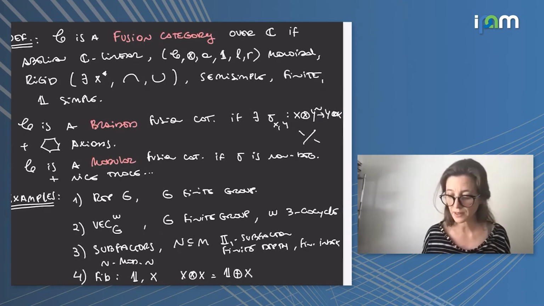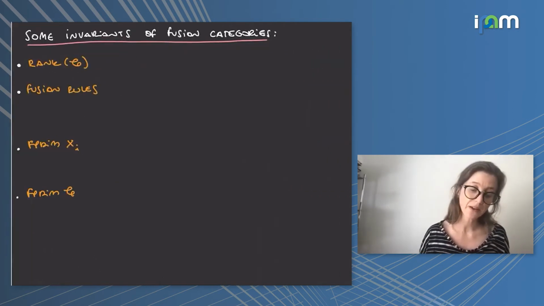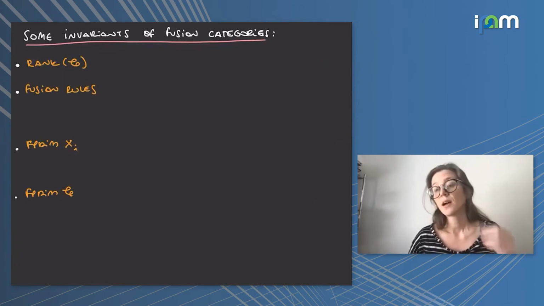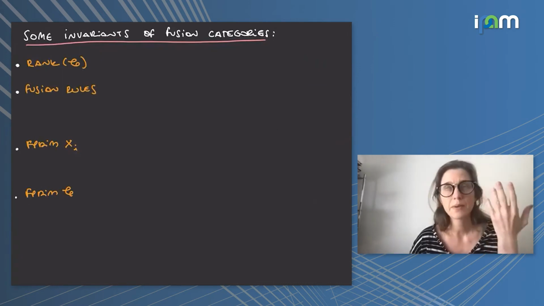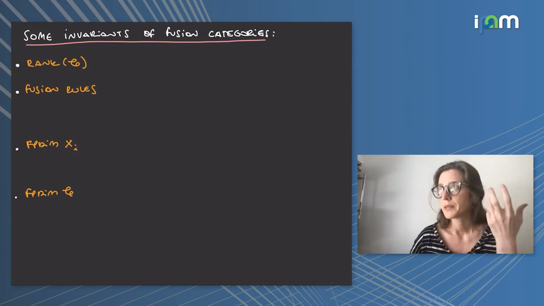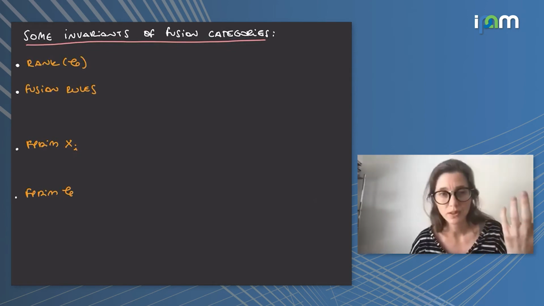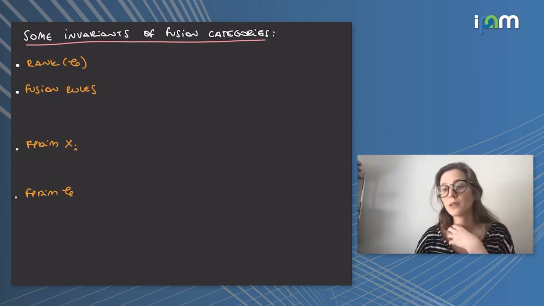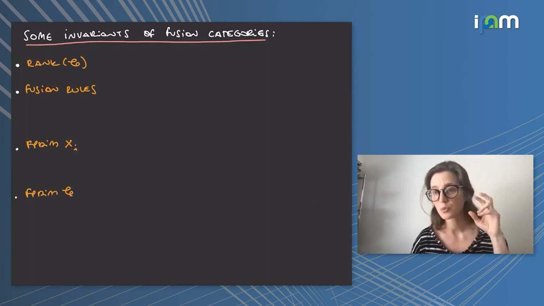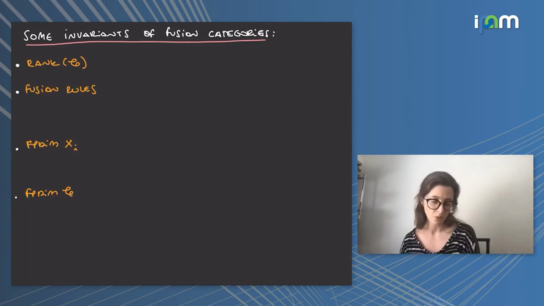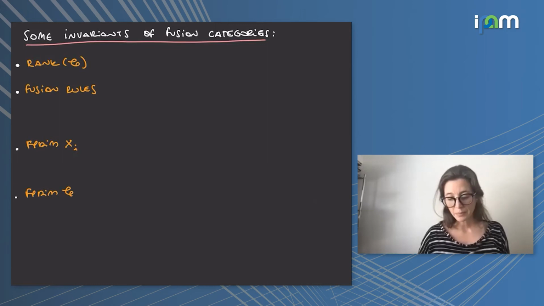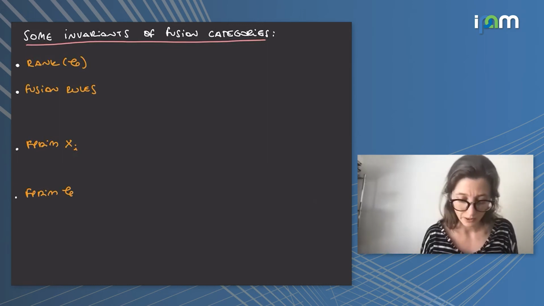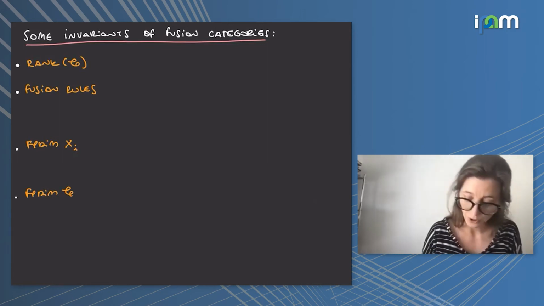So what we do instead is we try to classify using invariants, or maybe not only using the invariants, but putting some restrictions on certain invariants. That is what will give us the notion of small that I will mention later. So let me present some of the invariants that we look at in fusion categories.